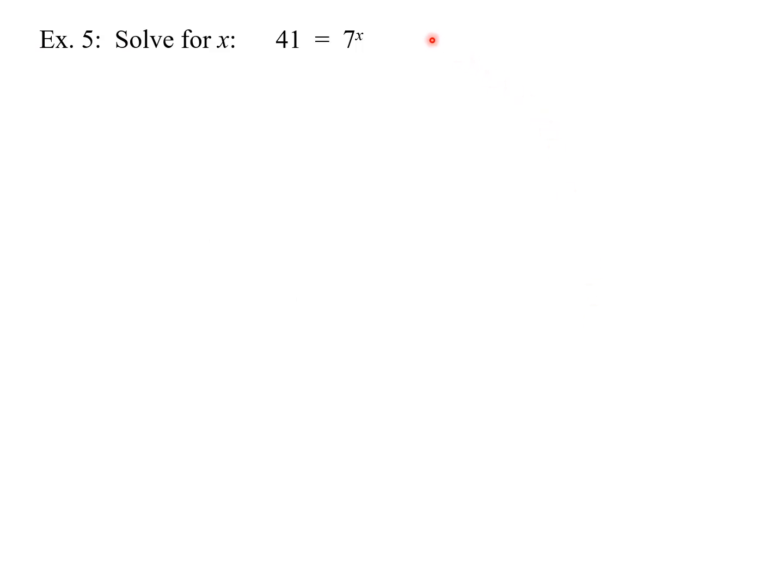All right, now let's get to one of the more useful uses of logs, and that's to solve an equation like this. Notice that the unknown is in the exponent. We have to get the unknown out of the exponent. And the way to do that is to use this property of logs, the power property. We're going to take the log of both sides of this equation. Remember, you can do anything you want to an equation as long as you do it to both sides. So the log of 41 is the log of 7 to the x.